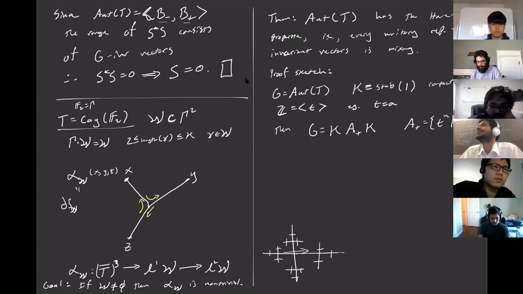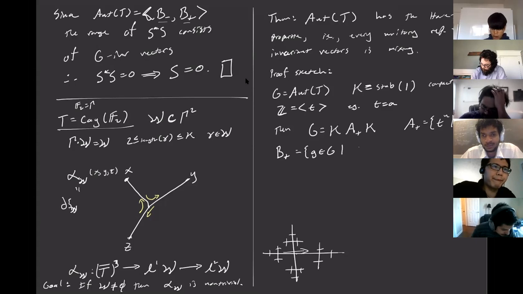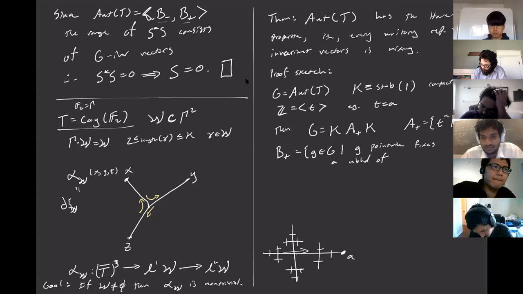And then we also had these two very important subgroups, which we call B plus. So this was the set of g in G such that g pointwise fixes a neighborhood of the point at infinity. So here's A infinity, here's A minus infinity. And by that, I mean just the geodesic a_n tends to that point on the boundary.